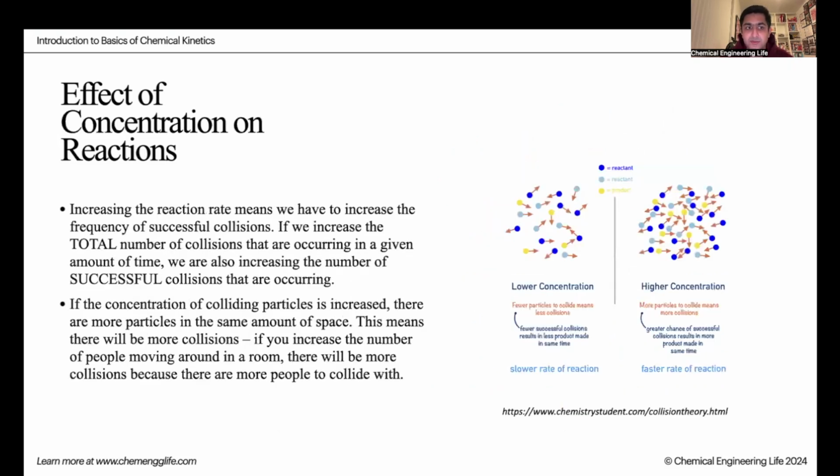The same is true for concentration. In the example I gave earlier, with two people in a room of 100 square meters, the probability of them colliding head-on is very low. But if you are crammed with 100 people in the same room, then obviously you'll start to hit others, and without your choice, you collide with everyone in that room. That's the same theory behind increasing the concentration of reactants.